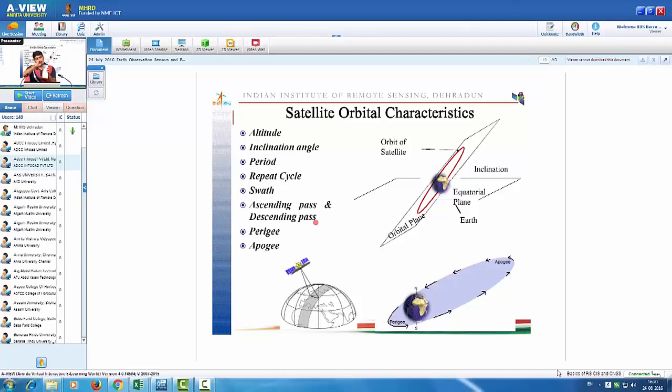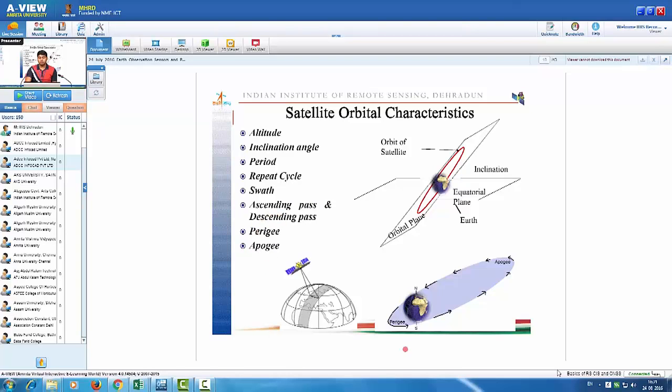Whenever it is going from North Pole to South Pole, the Sun is looking at that area. So during descending pass, most passive remote sensing sensors are working, except the thermal remote sensing sensor. Thermal sensors acquire data during night also, because whatever energy is absorbed during daytime starts being emitted at night. That is acquired by the thermal sensor during night time, so during ascending pass also they can acquire data.